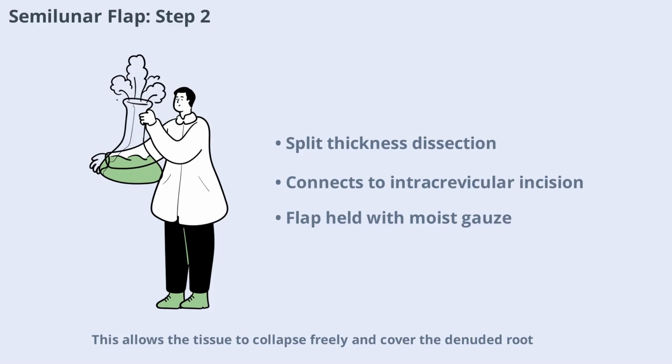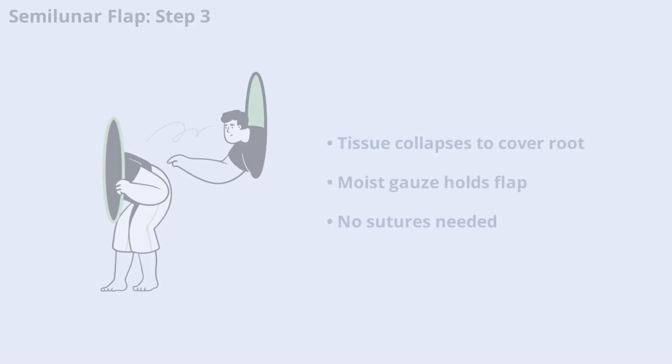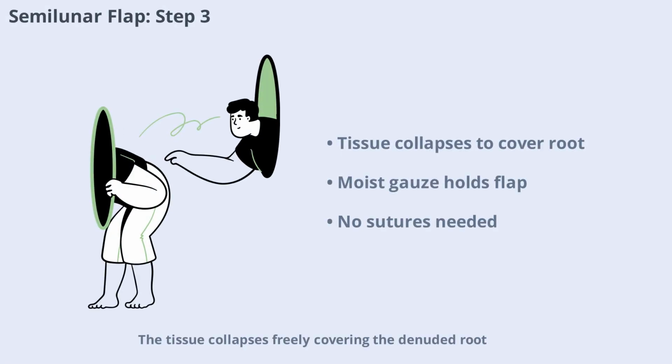This allows the tissue to collapse freely and cover the denuded root. The flap is then held in place with moist gauze for a few minutes, and suturing is generally not required. A periodontal dressing may be applied to protect the surgical site. This simple and minimally invasive approach is ideal for small areas of recession.